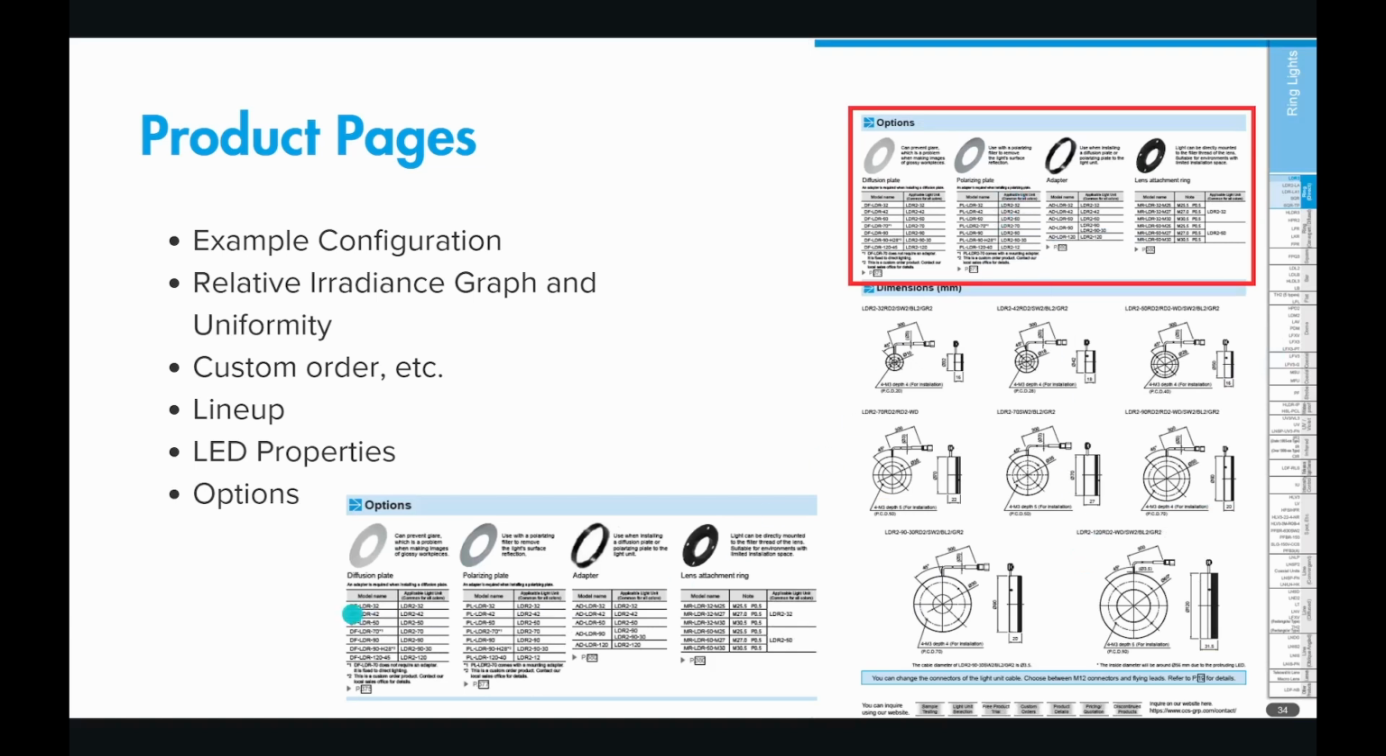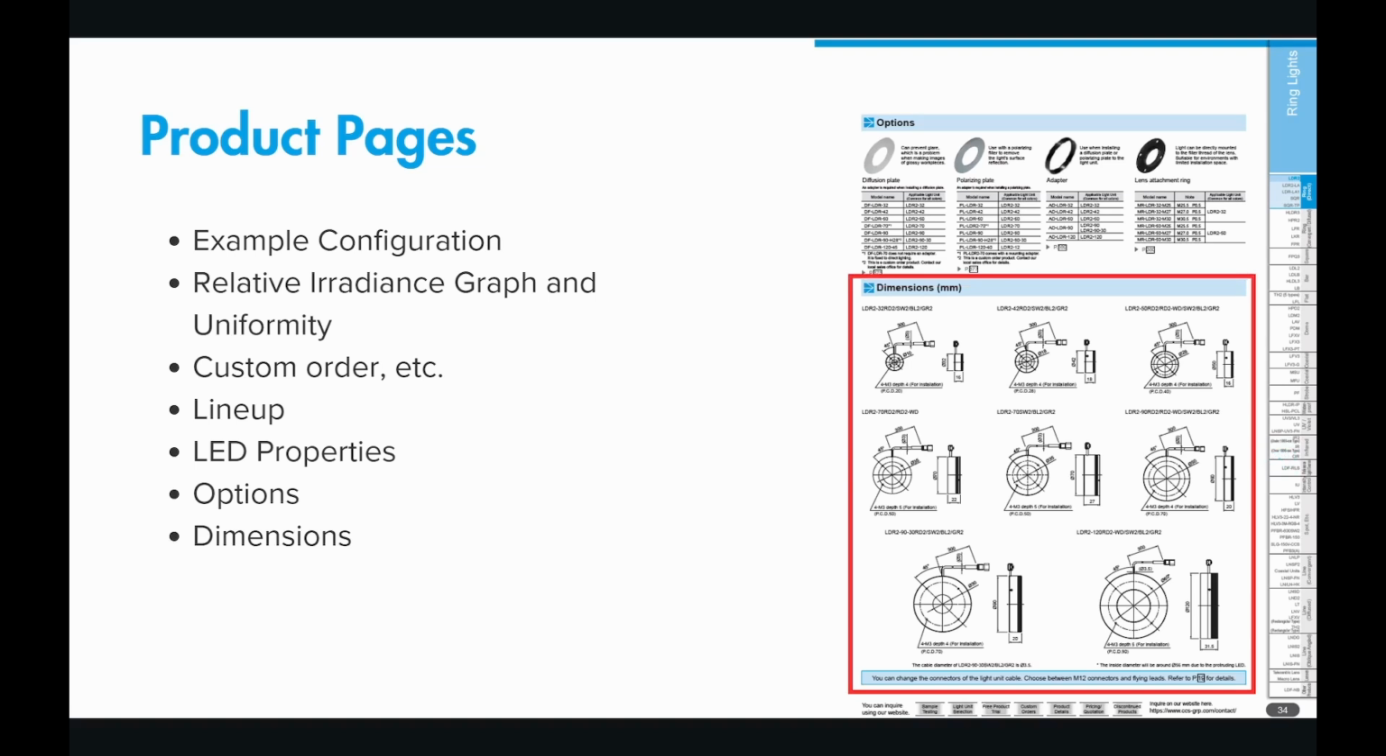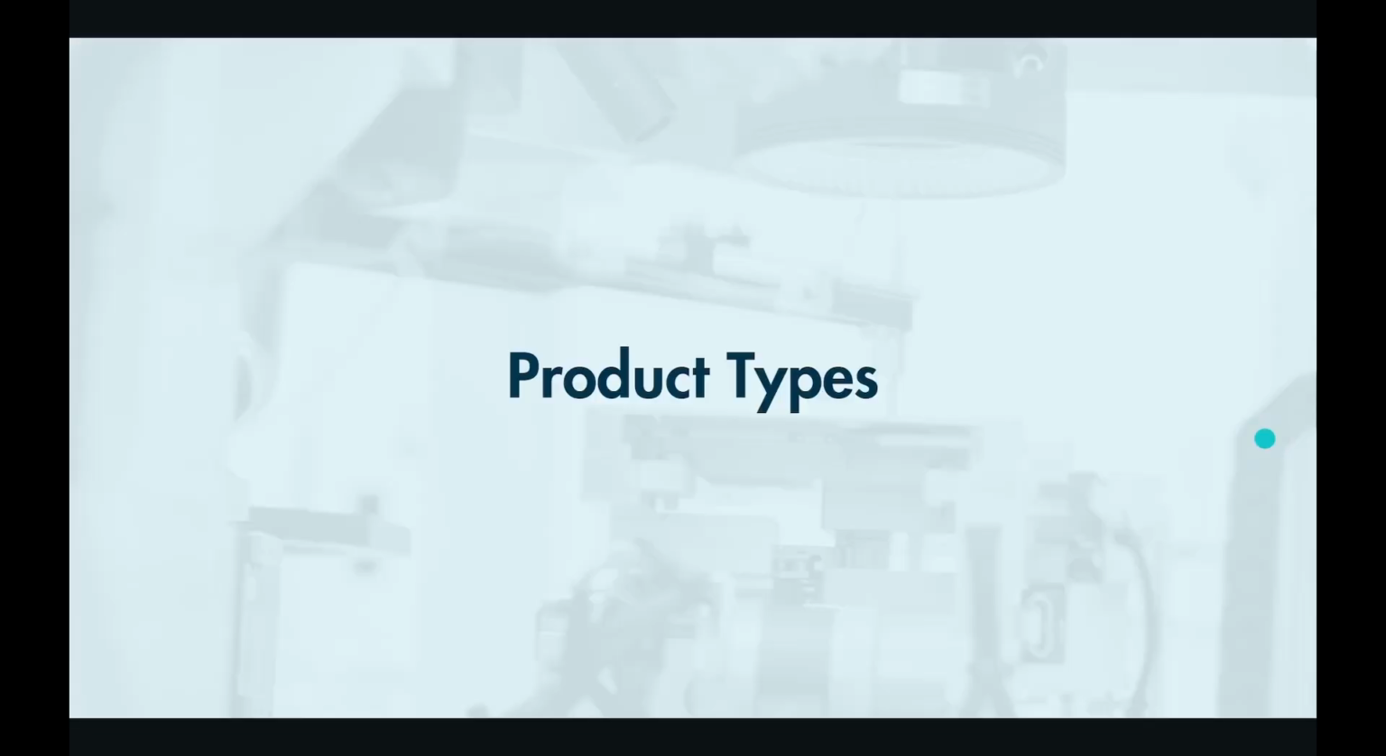Next on the product pages is going to be options. This will be the same things that were listed in the lineup, but with a little bit more detail, essentially giving you the exact model name for the lights that the series offers. And after the options is going to be the dimensions of each light. In this situation, it gives the outer diameter, the inner diameter, and the thickness. So that is pretty much the standard information for a lot of the product pages.